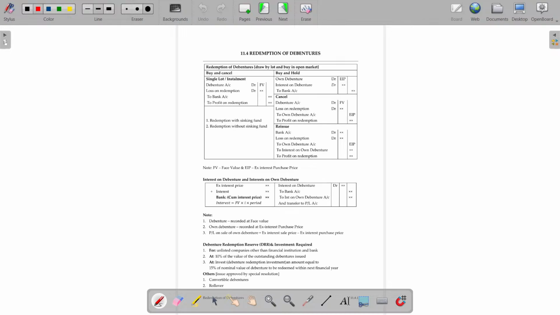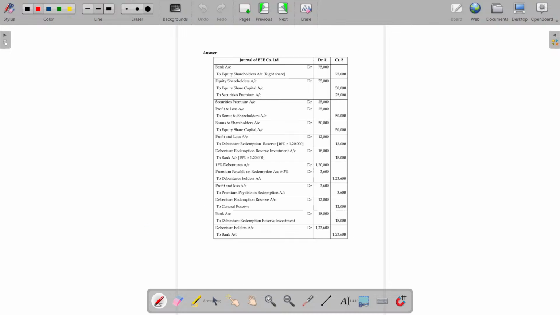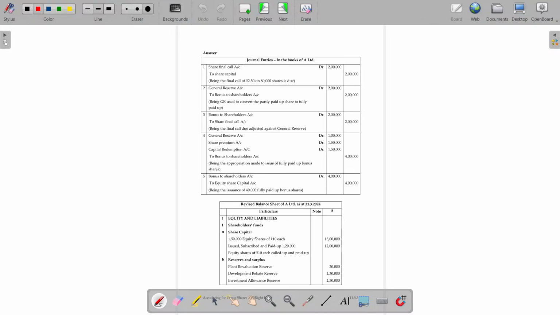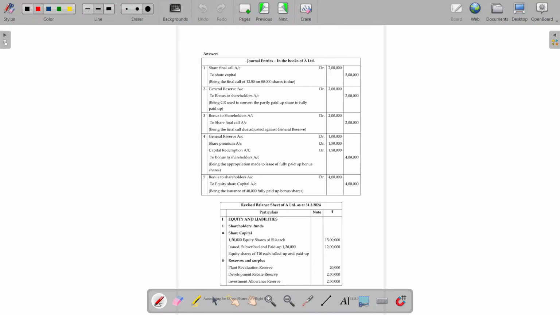So now let's move on to the issue of bonus shares as well as right shares. Very small topic. Let's try to finish that one now.